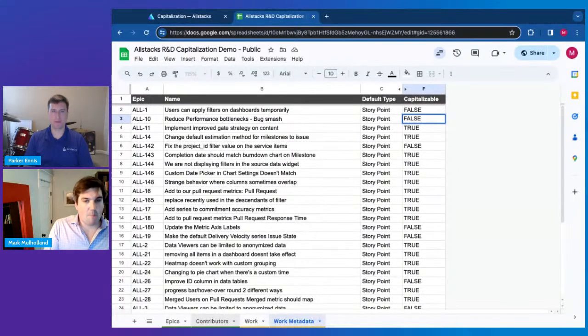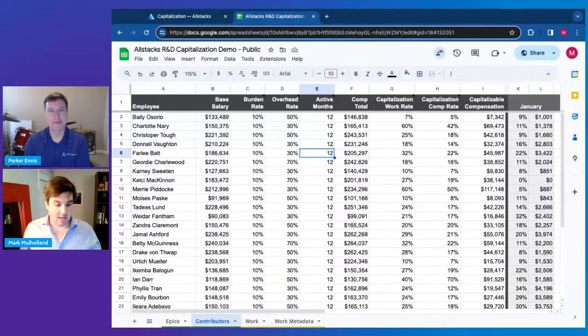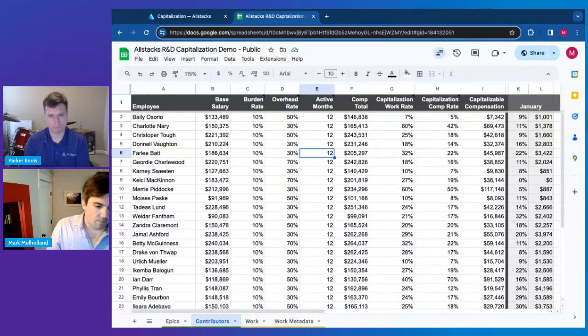We have these epics. We understand that there's smaller tickets contained within those, and that's what's going to represent a lot of the work. And we can actually come in and look at our contributors. And so you'll see, and again, all fake data, so don't worry, Bailey's not having her salary announced to the world, but we have a base salary. On top of that, we have the burden rate, the additional cost to the company beyond the salary of that person. And we're also recognizing that some people are managers, some people are ICs.